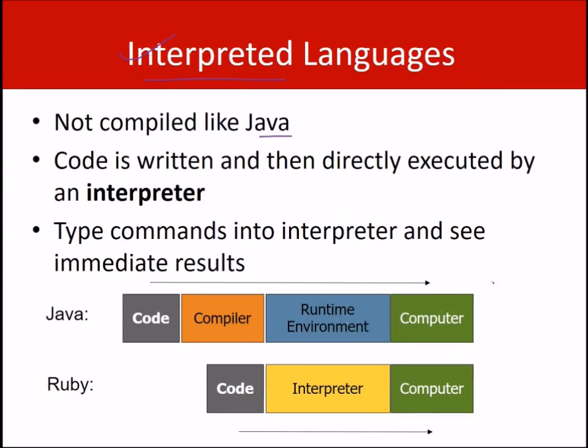This is the representation of Java and Ruby as far as compilation or interpretation is concerned. In Java we have code, then a compiler, then a runtime environment, the JRE or Java Runtime Environment, and then finally the computer computes it. The computing resources work upon this code. While in Ruby, the code is interpreted and directly consumed by the computer.